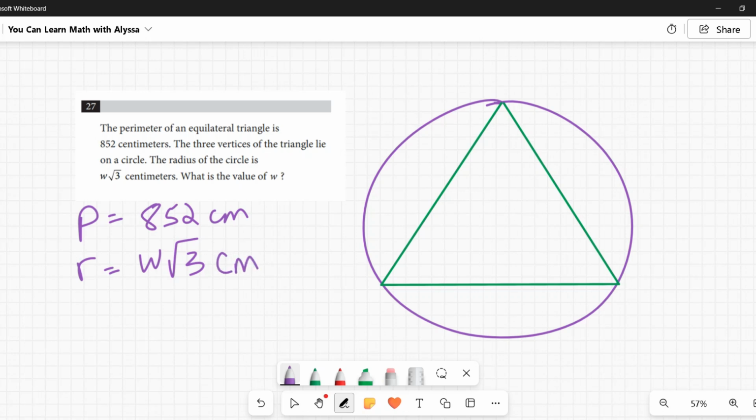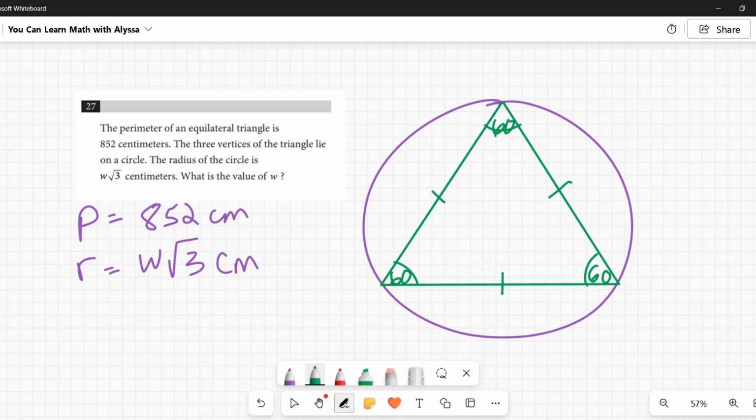Right, so what do I know about equilateral triangles? Equilateral triangles all have congruent sides. They're all the same. They also have congruent angles. Each one of these angles is 60 degrees. These are equilateral triangle facts that you definitely should know. If you didn't have that in your data bank, please add it there. Remember it for the SAT. Comes up a lot.